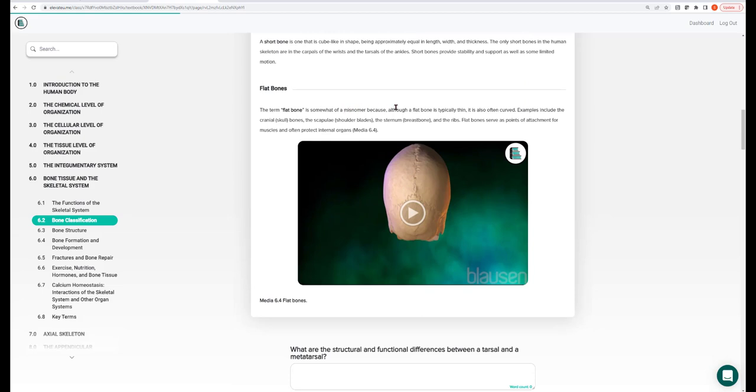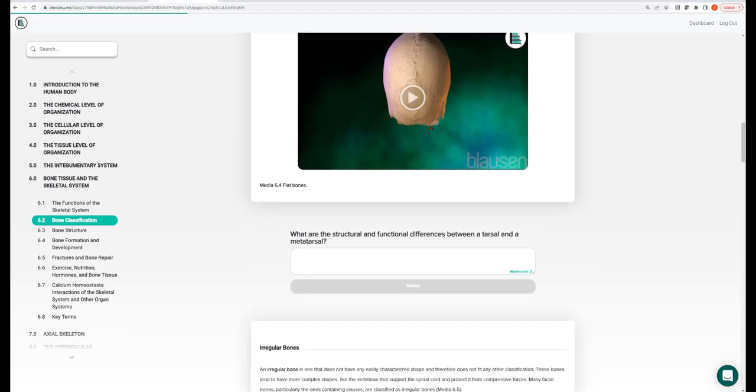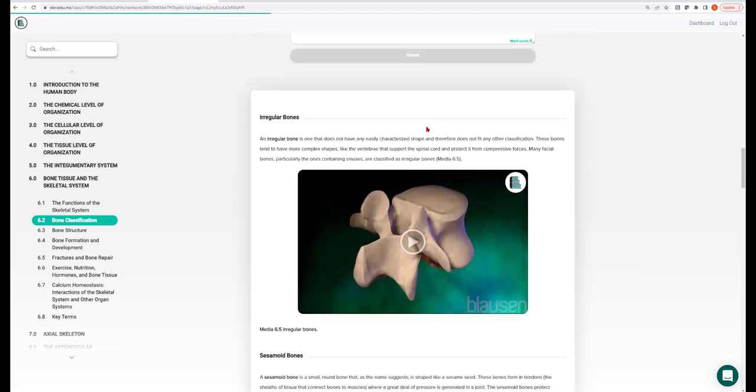Flat bones, like I said, are many of the skull bones, as well as the scapula, the shoulder blade, the sternum, and the ribs. Oh, I forgot to say the ribs. The ribs are also good examples of flat bones. Again, they have a curvature to them, don't they? But they have a flat surface. Irregular bones, just like it says, are the bones that have just an irregular shape. Think vertebra, think also the ethmoid.